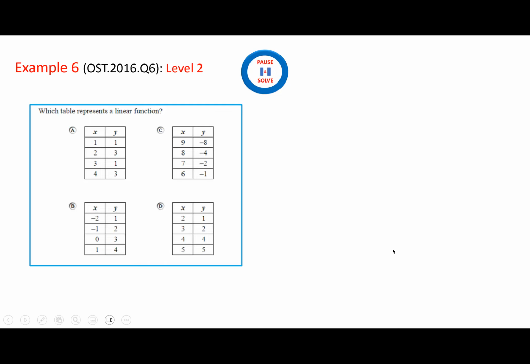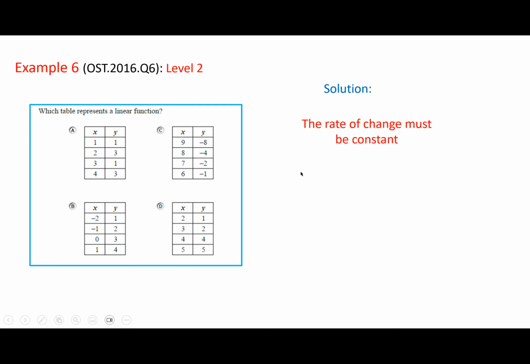Example number 6. This is a little bit different. Which table represents a linear function? So here the functions are given as pairs of numbers. Okay, so pairs here. So we need to find the rate of change of each one of these and see which one is constant. That's what we are looking for. So the rate of change must be constant.